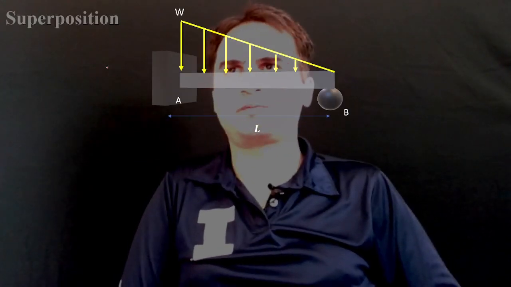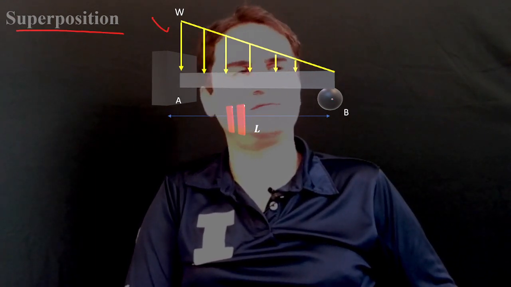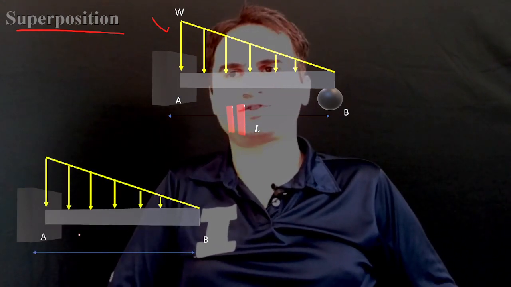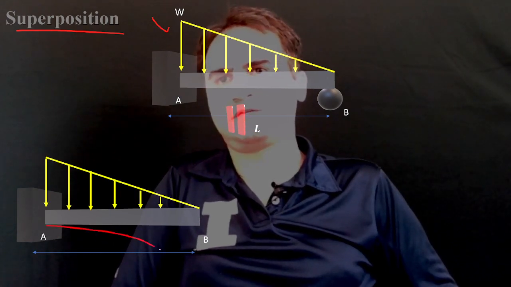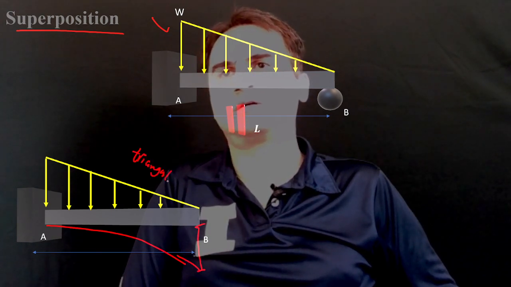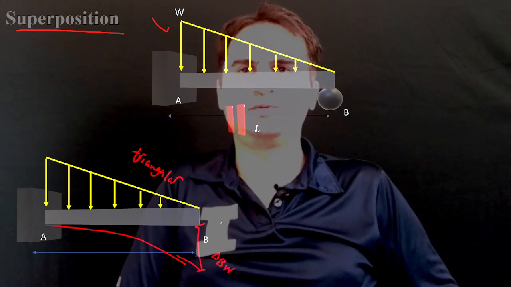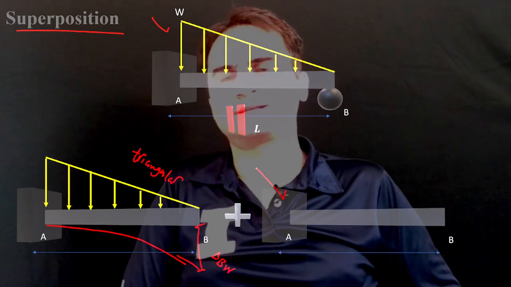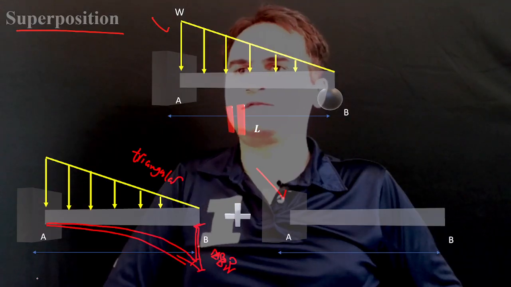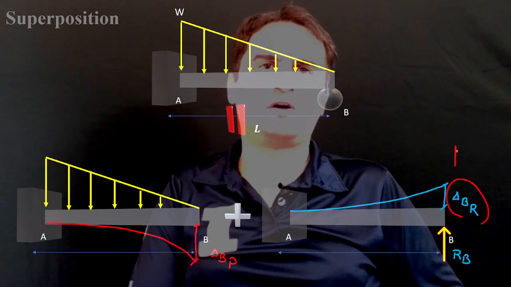So let's approach our problem. Definitely we are using superposition. We dissect our one degree indeterminate structure into two determinate structures. This is a cantilever beam under the effect of this kind of triangular loading, which gives us delta B due to the distributed load, plus the second part, a cantilever beam with just the effect of RB, which is an upward reaction.